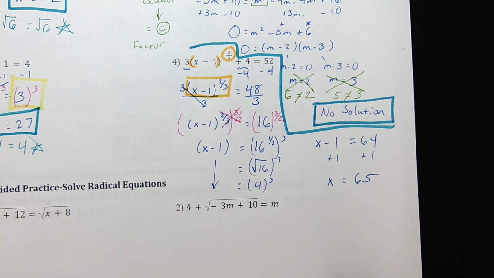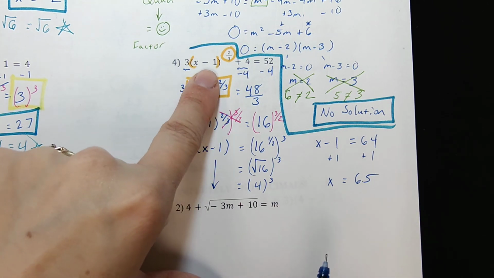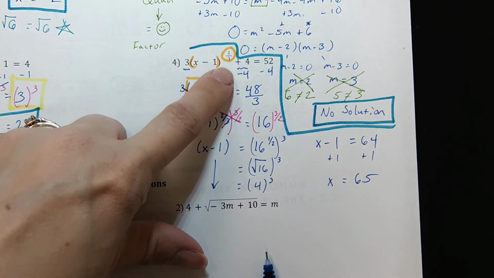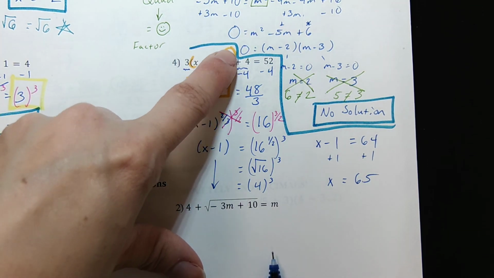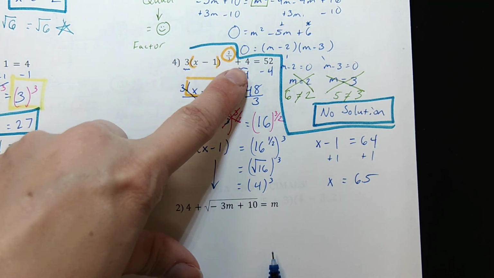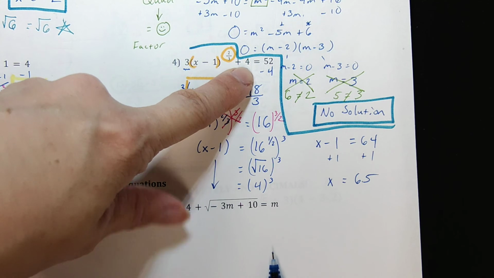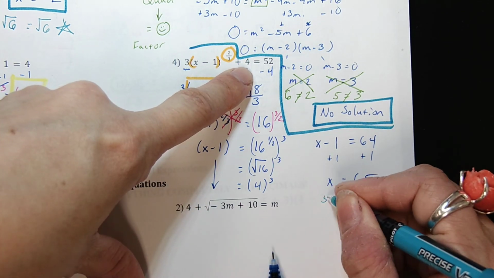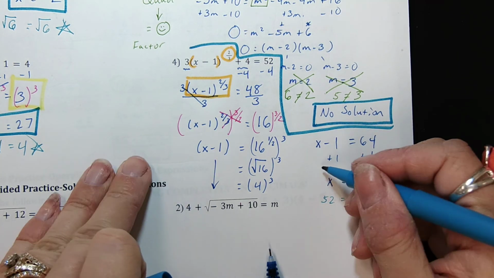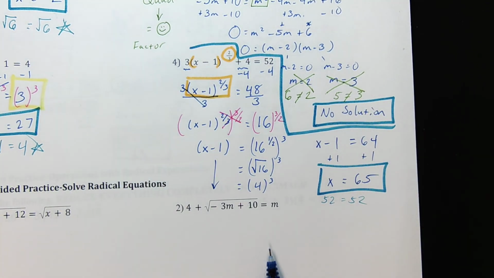So to check this one, we plug into the original equation, and 65 minus 1 is 64. The cube root of 64 would be 4. 4 squared would be 16. 16 times 3 is 48, and 48 plus 4 gives me 52. So we get 52 equals 52. True statement. So x equals 65 is our final answer.